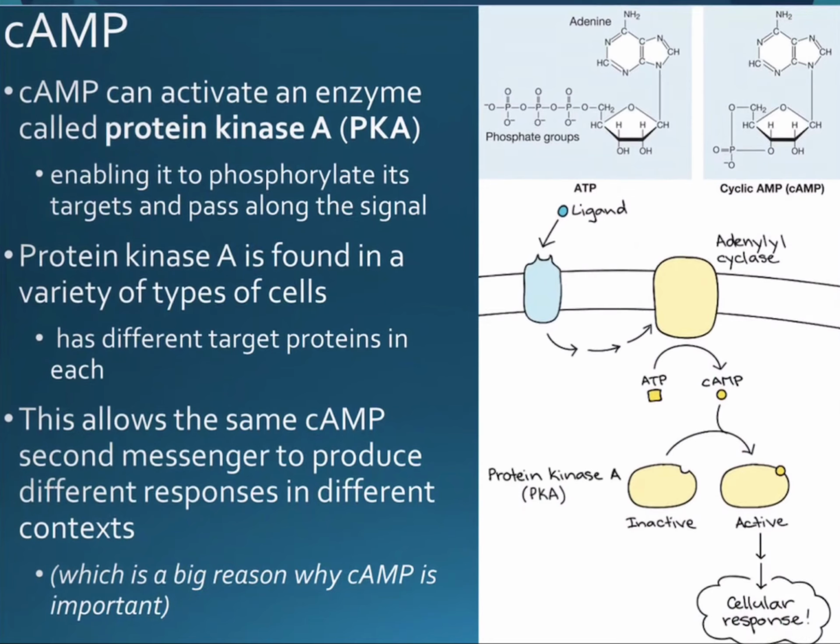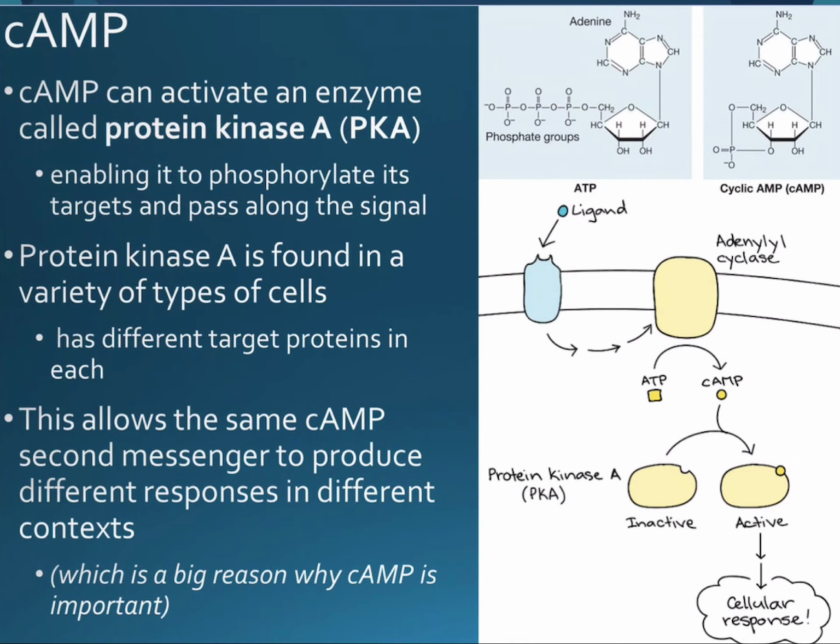More about cAMP, because this one's a really important one. cAMP can activate an enzyme called protein kinase A or PKA. That will enable it to phosphorylate its target and pass along the signal. PKA is found in a variety of types of cells and has different target proteins in each. This allows the same cAMP second messenger to produce different responses in different contexts, which is a big reason why cAMP is important.